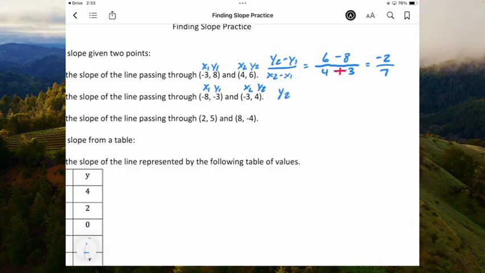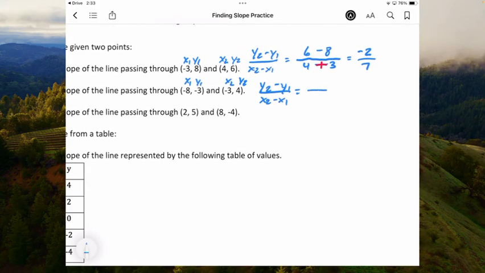x1, y1, x2, y2. We've got y2 minus y1 over x2 minus x1. Template. y2 is 4, y1 is -3. -3 minus -8. Those double negatives become a positive. 4 plus 3 is 7. -3 plus 8 is 5. And that cannot be simplified.